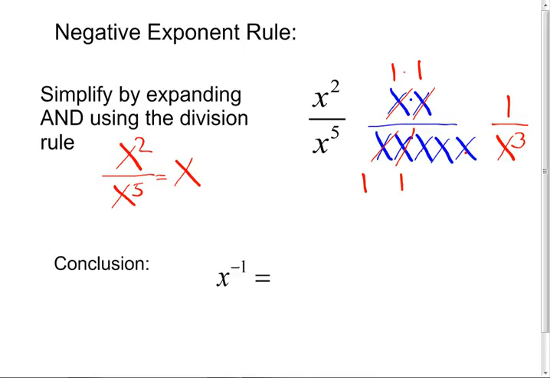So this is 2 minus 5, or subtract 5. So this is x to the negative 3. Now, I did the problem two ways. Okay, China, I got one answer this way.